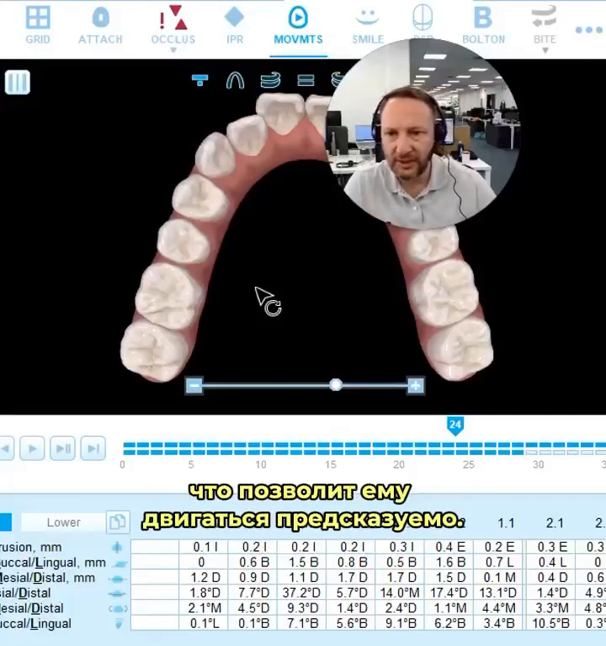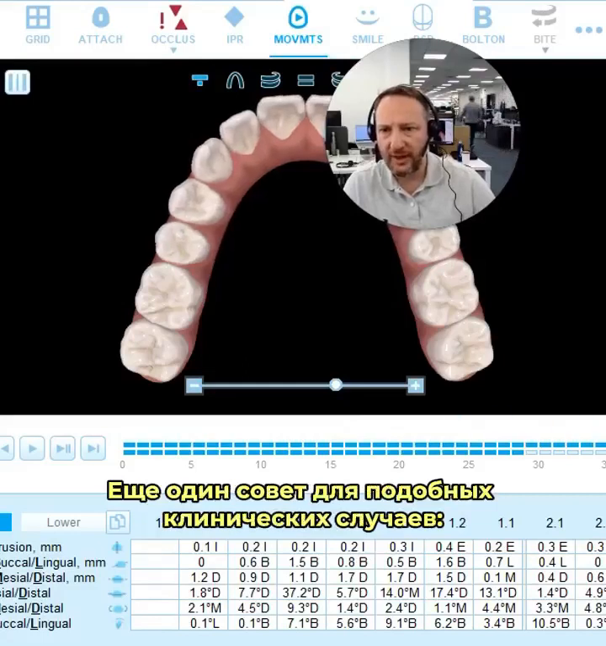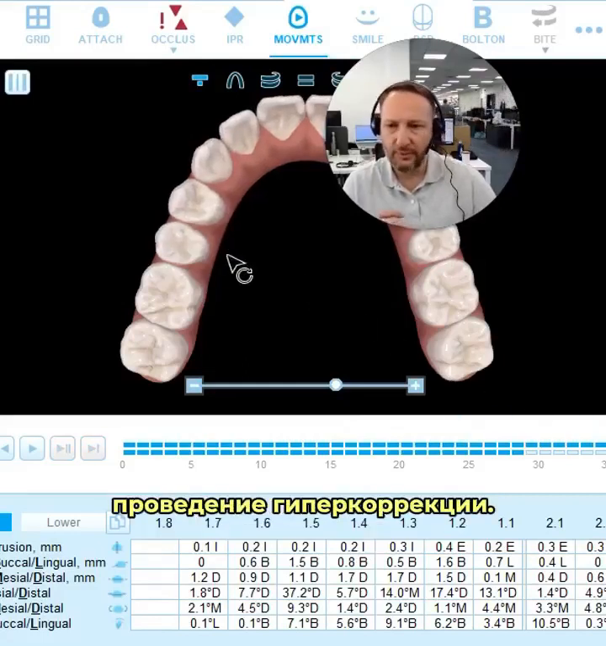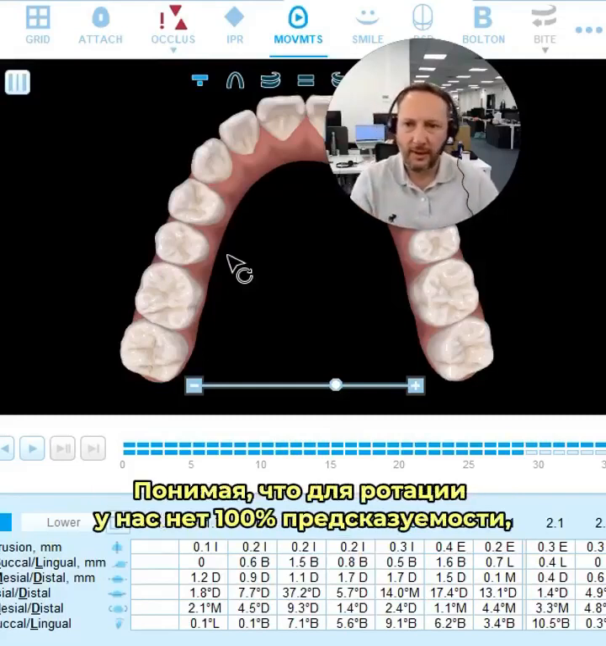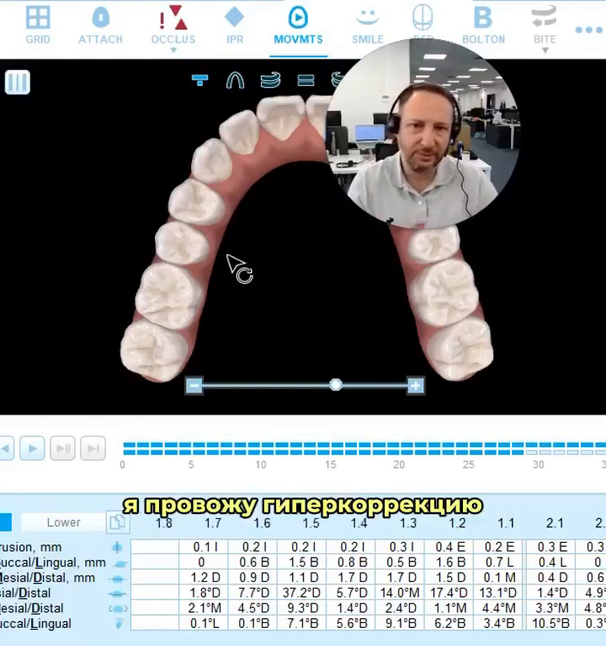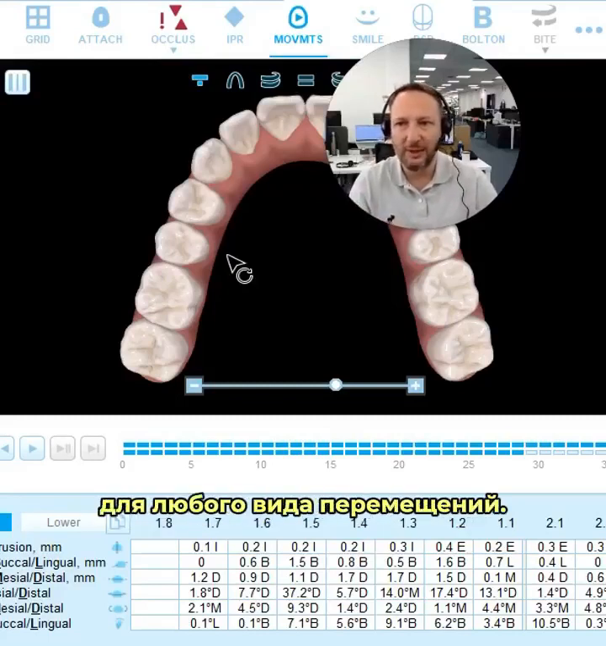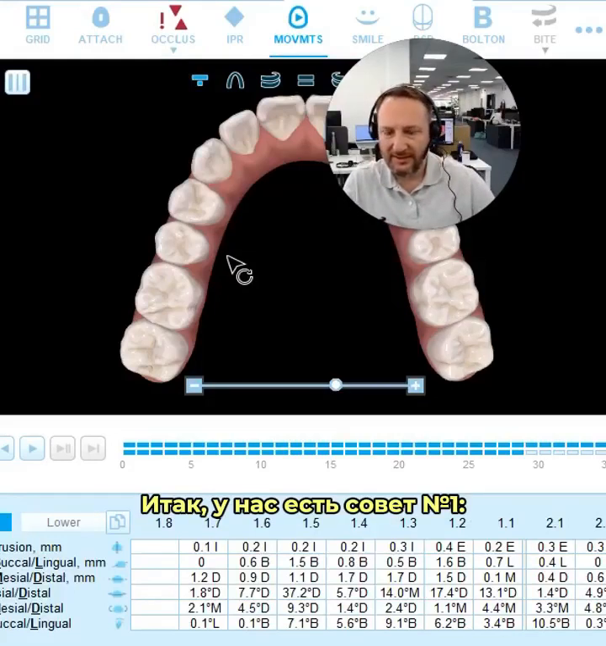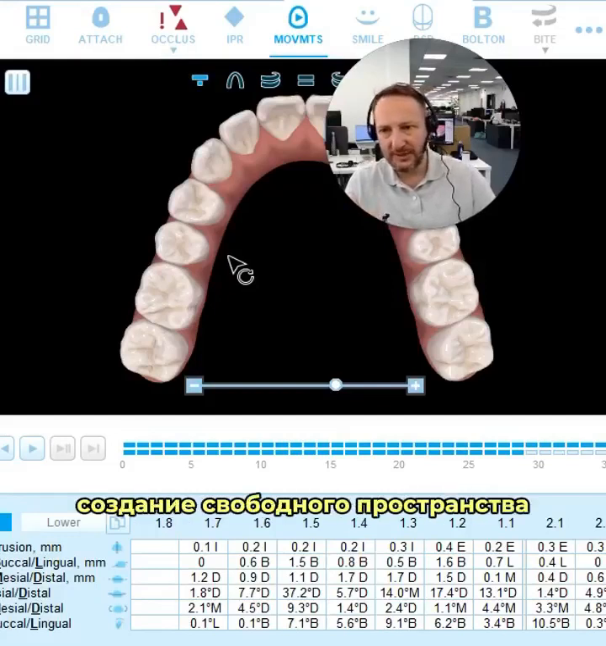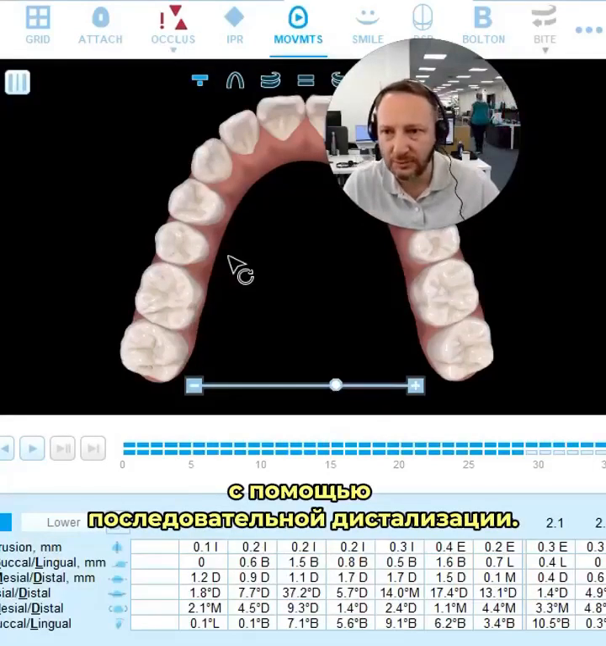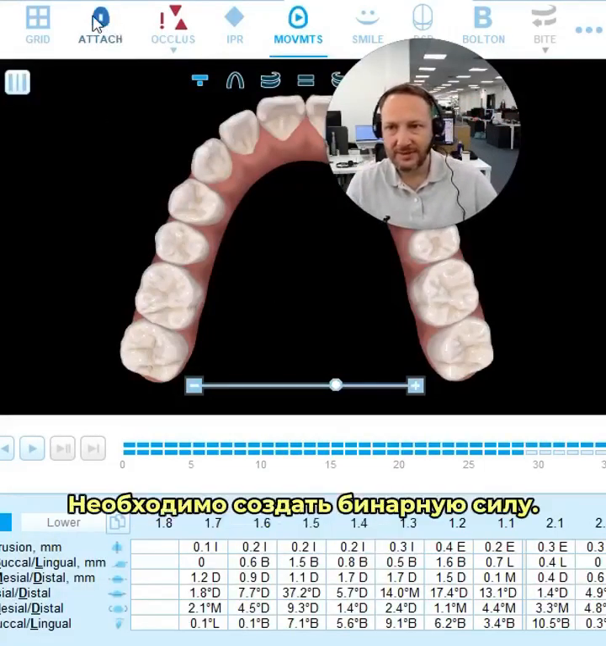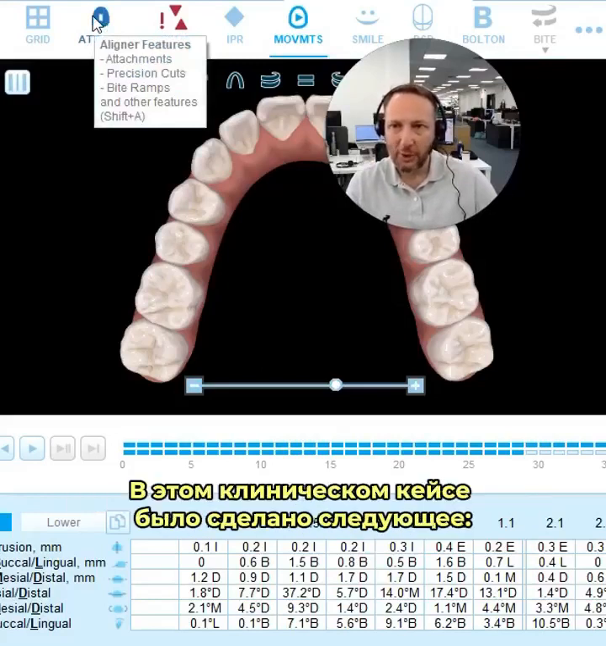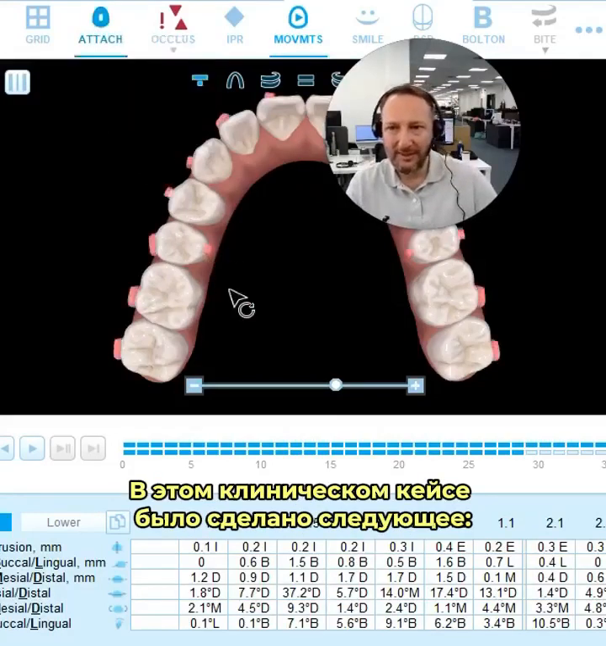Another tip for cases like this is to always overcorrect a little bit, at least 10 degrees more of rotation, understanding that for rotation we don't have 100 percent predictability, and I'm going to repeat myself, we don't have it for any kind of movement. So we have tip number one, opening space, in this case with sequential movements, then overcorrecting the rotation, and the third tip, also very important, something orthodontists have known for a long time: we need to create a binary force.